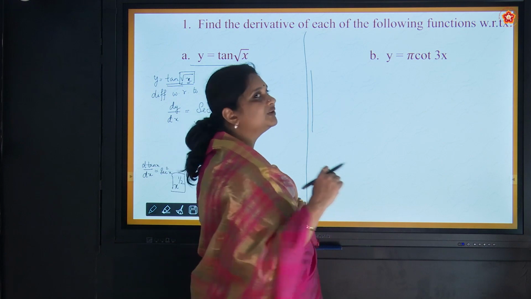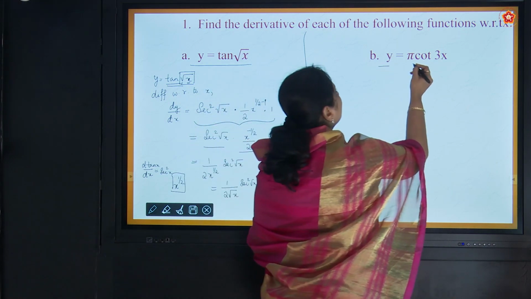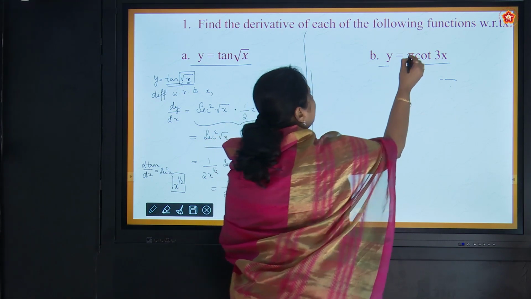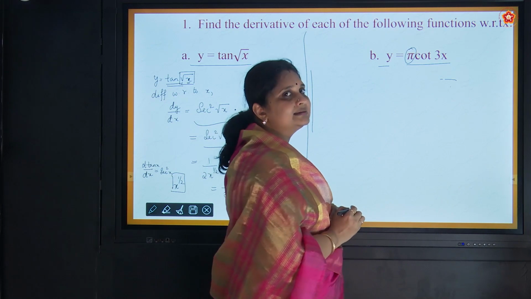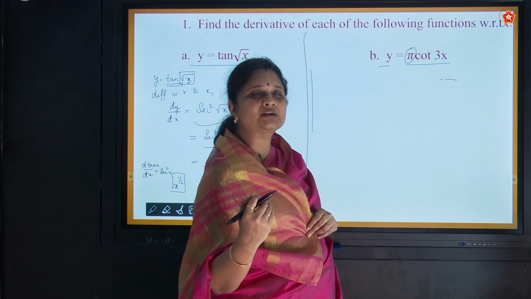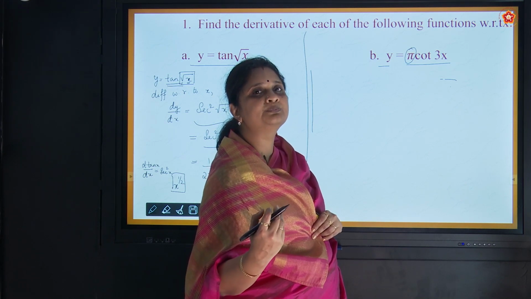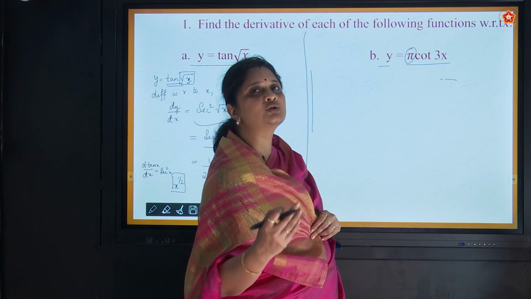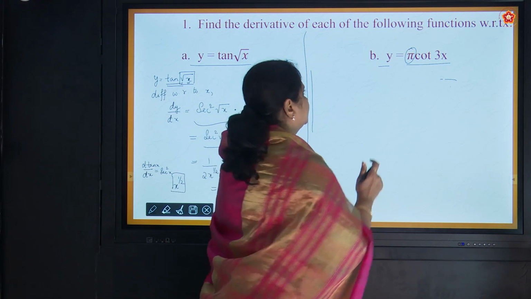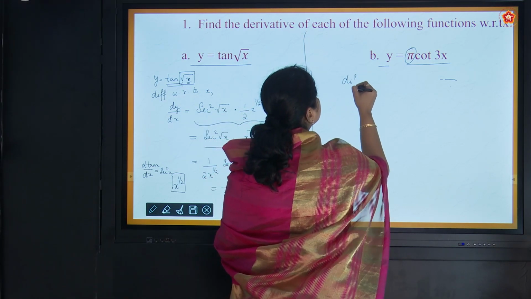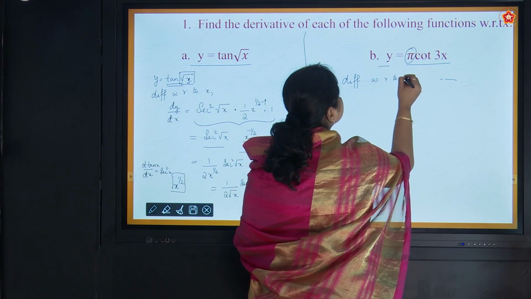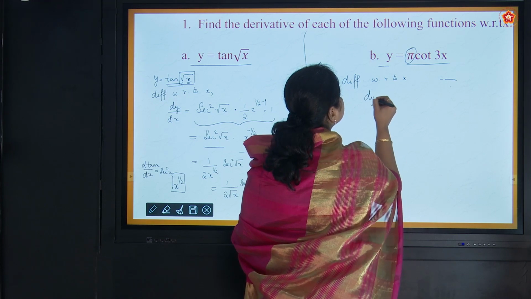Now, moving on to the next function. y is equal to pi cot 3x. Now, pi, as I've told you, is a constant. Its approximate value in fraction is 22 by 7. It's an irrational number, and its approximate decimal value is 3.14. So it's a constant. Now let's differentiate this with respect to x. So what do we get? dy by dx.